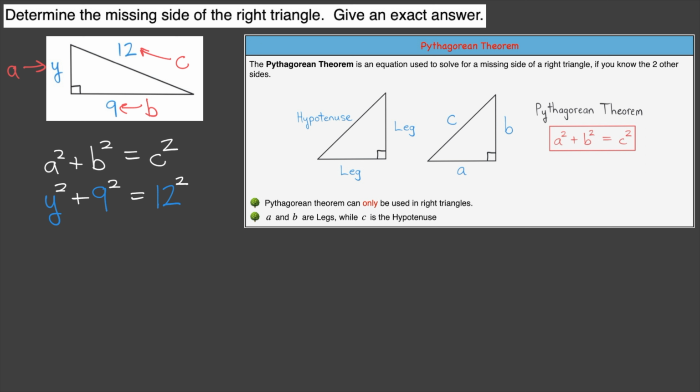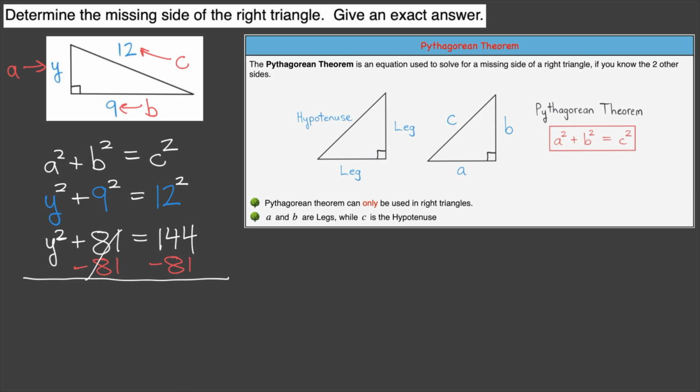All right, so now we just simplify. The y squared we can't really do anything with, so we just rewrite that. So y squared plus 9 squared, which is 81, equals 12 squared, which is 144. All right, we're trying to isolate the y squared here. So we're going to move the 81 to the other side. So since it's positive, we are going to subtract 81 from both sides.